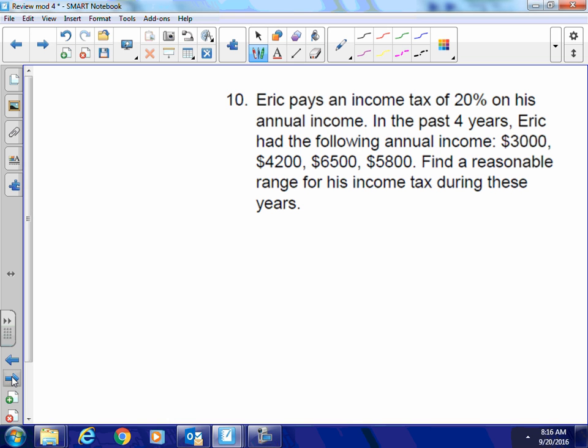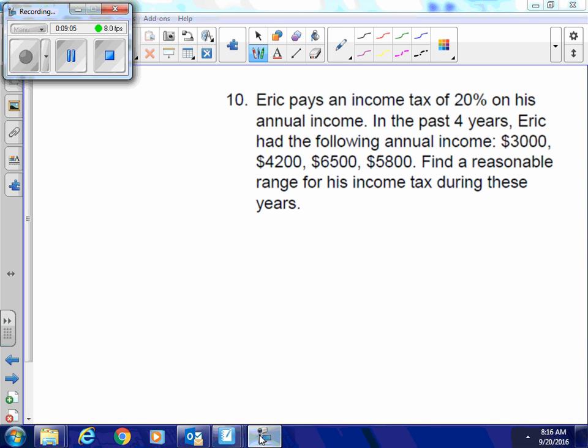Number 10, Eric pays an income tax of 20% on his annual income. In the past 4 years, Eric had the following annual income: $3,000, $4,200, $6,500, and $5,800. Find a reasonable range for his income tax during these years. Well, the numbers given here are essentially our domain, although I would reverse the order and put them in numerical order. The range is found just by multiplying by 20%.